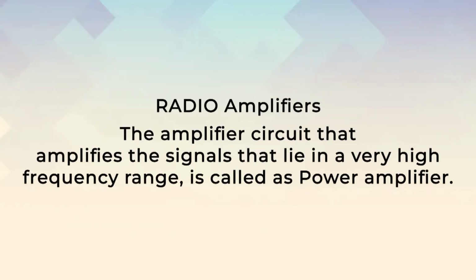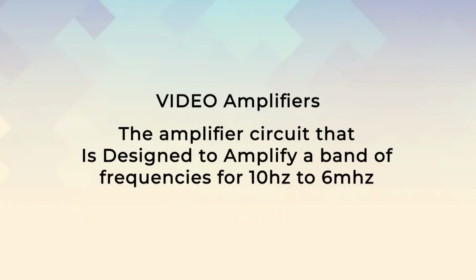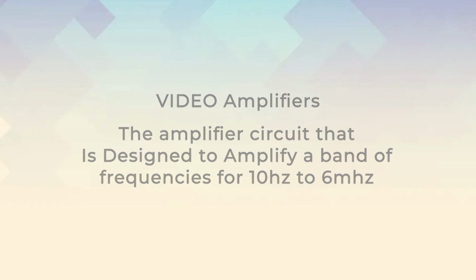Now, the radio frequency amplifier is the amplifier circuit that amplifies the signals that lie in the frequency range between about 10 kilohertz and 100 megahertz. Next one is the video amplifier. The video amplifier is an amplifier designed to amplify a band of frequencies from 10 hertz to 6 megahertz.